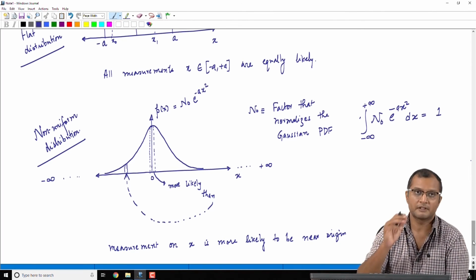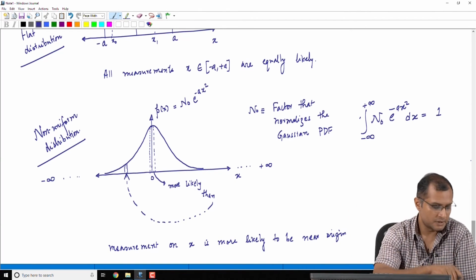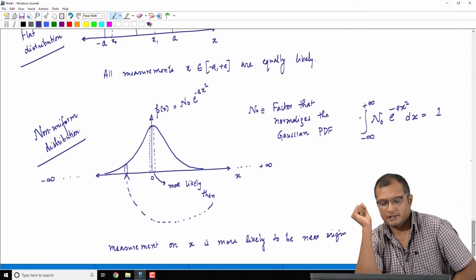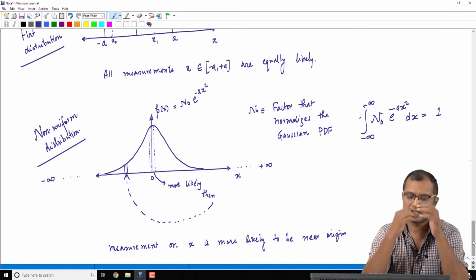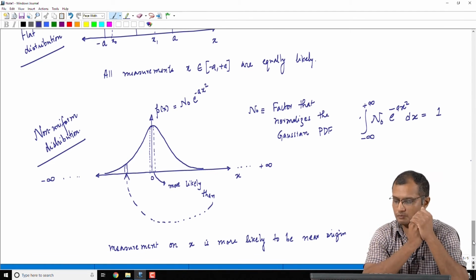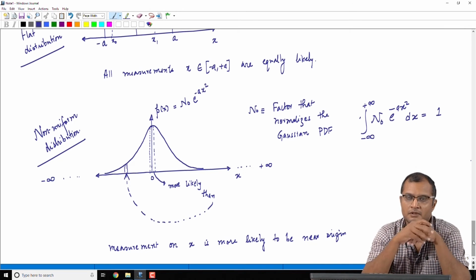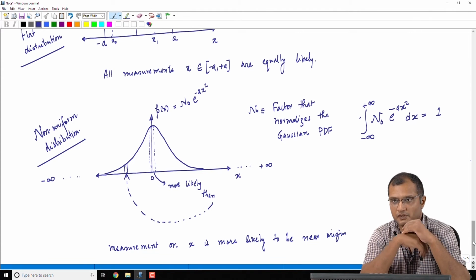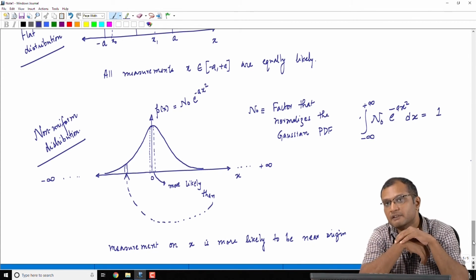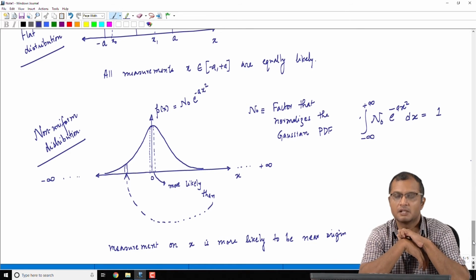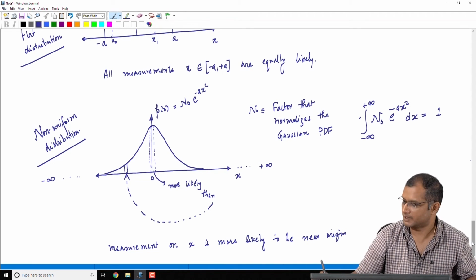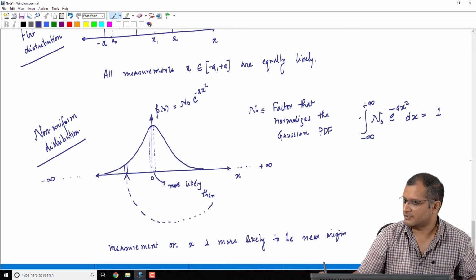For example, if x was the x component of velocity of particles in this room, and you take a measurement on the x component of velocities of particles in this room, you will find that it is more likely to find a particle with 0 x component of velocity. It just says that the average x component of velocity in this room would be 0, and so will be the y component, and so will be the z component. That is because the particles in this room do not have a drifting center of mass movement.